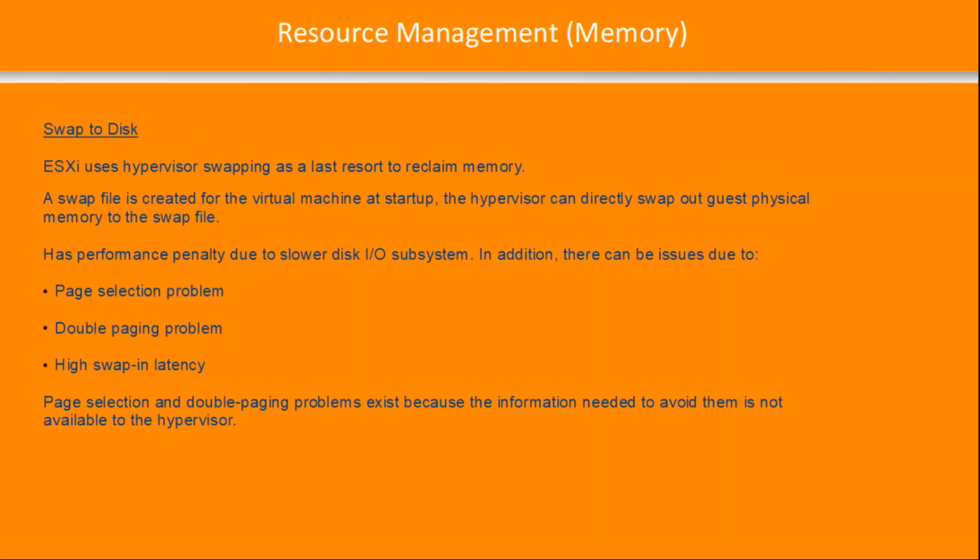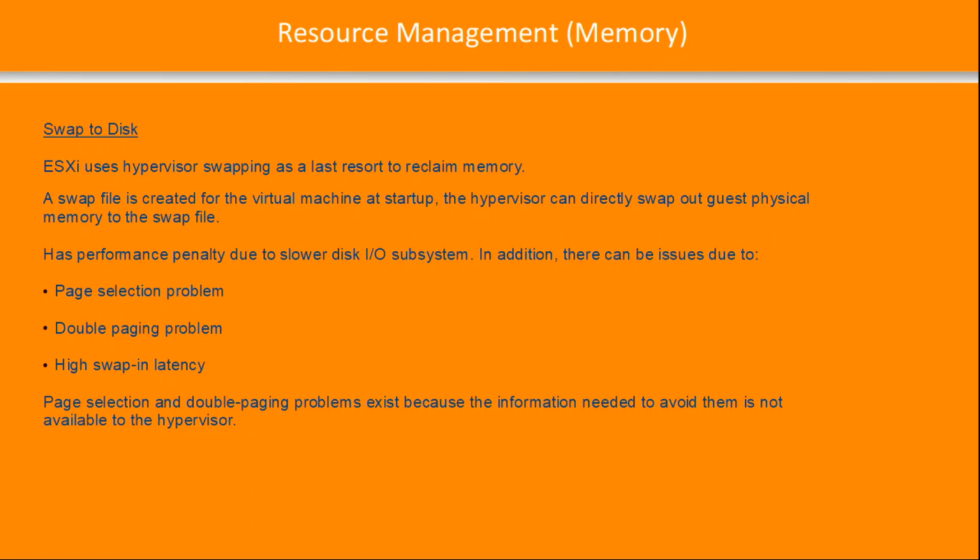The last technique, which is swap to disk, actually incurs a huge performance penalty, and let's see what the reasons are. ESXi host uses hypervisor swapping as a last resort to reclaim memory. This is the fourth step, and this is taken when all the three that we looked at earlier have failed to relieve that memory contention. A swap file is created for the virtual machine at startup, and the hypervisor can directly swap out guest physical memory to the swap file.